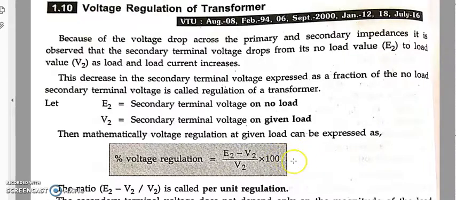By mistake also you must not put the answer as 70, 80 or 100%. The best regulation one transformer can have is 0%. So 0% is the answer for best regulation. For ideal regulation, the value for your transformer is 0% and not 100%.